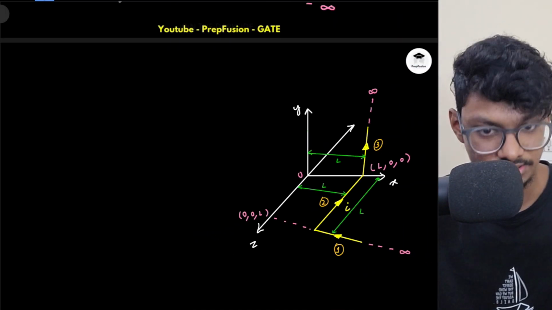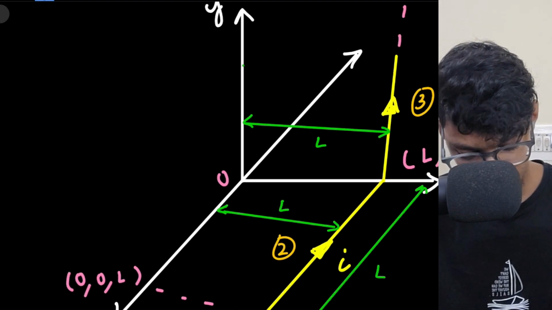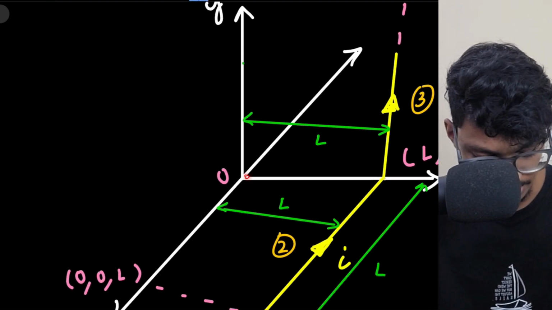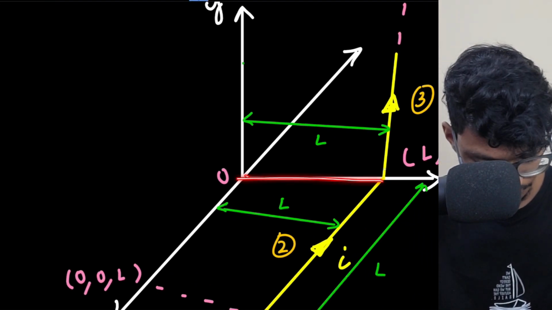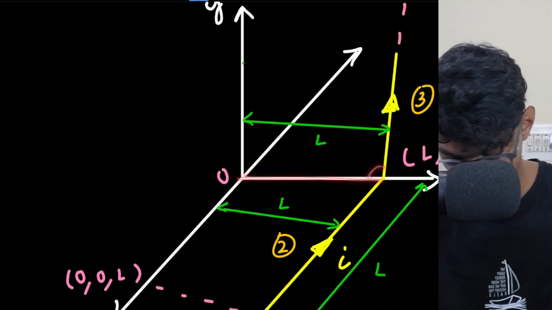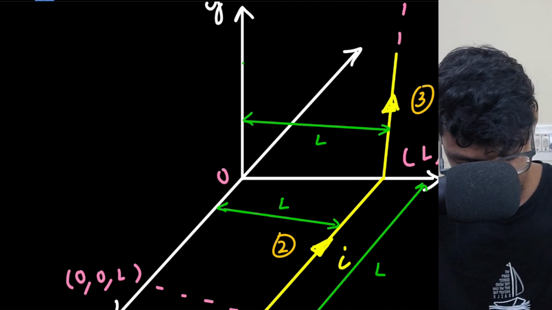Now what about the angles? So for this case, the origin is lying here. So for this particular case, this is 90. So one of the angles will be 90.